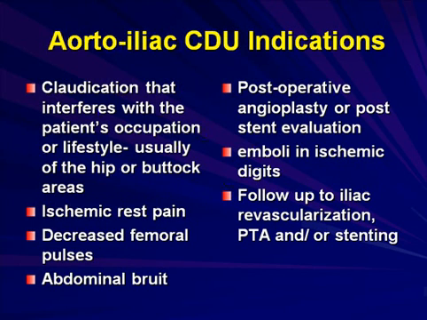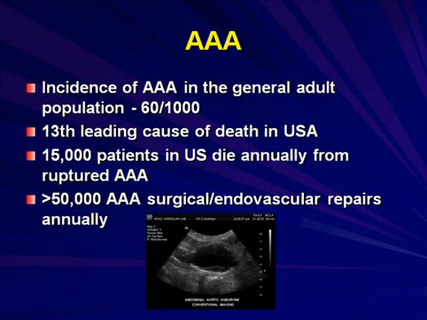Other indications would be claudication that interferes with the patient's occupation or lifestyle, usually one that would indicate that there's inflow disease such as the hip or the buttock area. Abdominal bruit or decreased femoral pulses may prompt an exam of this sort, or postoperative findings after angioplasty or stent to look at that and how that is faring. It may be emboli in the ischemic digits that prompt the exam, or again follow up to any kind of revascularization. So let's begin with aortic aneurysm and just quickly talk about that.